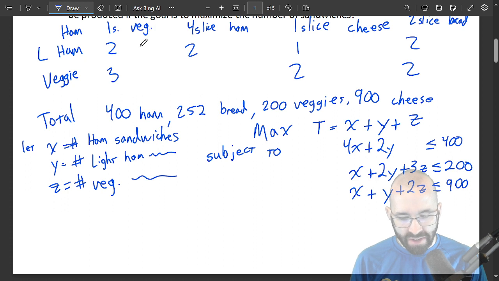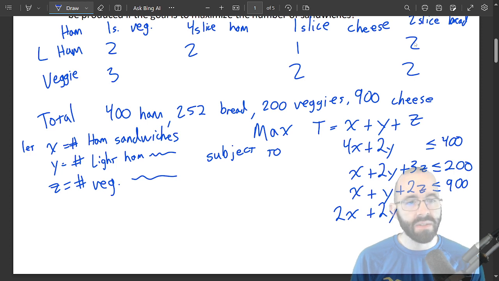Let's see what else. We've done the veggies, we've done the ham, we've done the cheese. Oh, bread. Each sandwich takes 2. Ham sandwiches take 2 slices of bread. Light ham sandwiches, 2 slices of bread. Veggie sandwiches, 2 slices of bread. If we have Z veggie sandwiches, we're using double that, 2Z slices of bread, and we only have 252 slices.